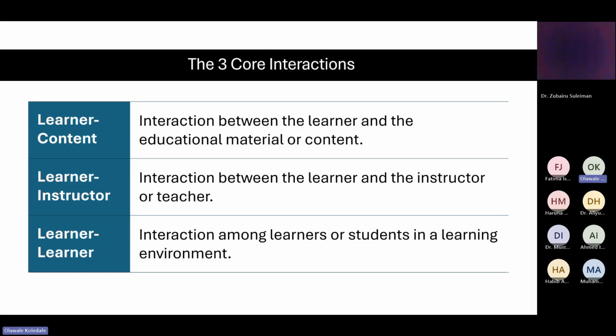But the learner-instructor and learner-learner kind of interaction will never occur if the structure is not in place, if the structures are not provided for, if the structures are not taken care of. This kind of interaction will never surface.